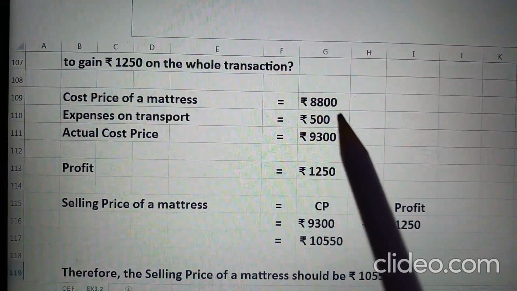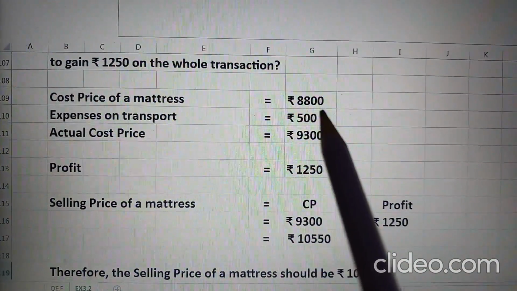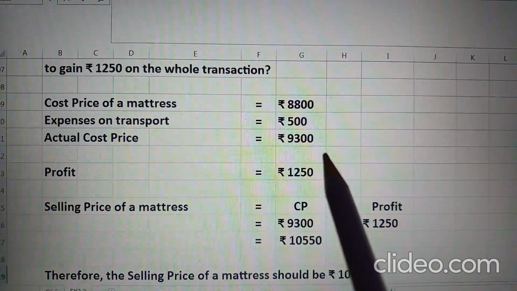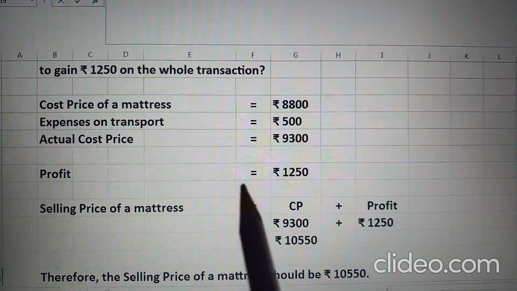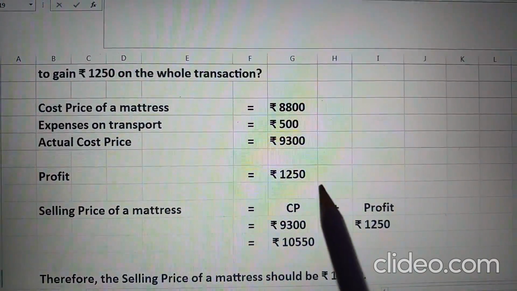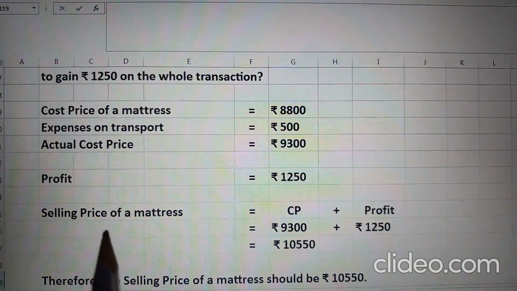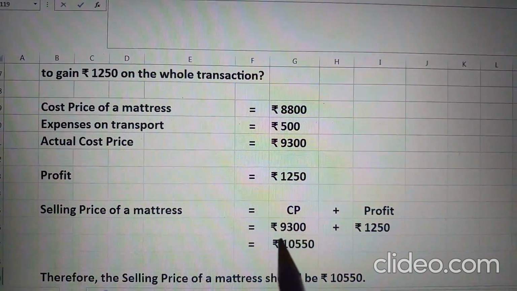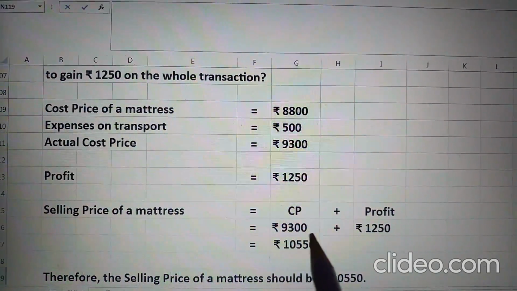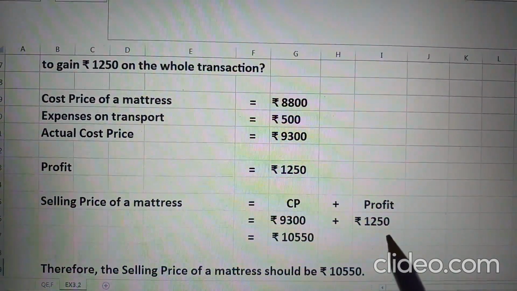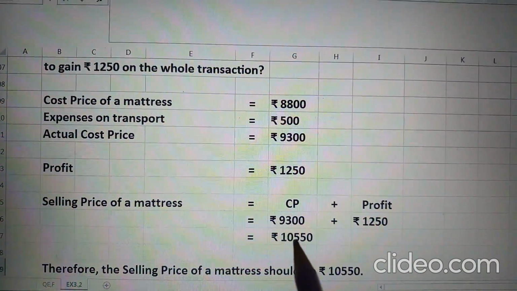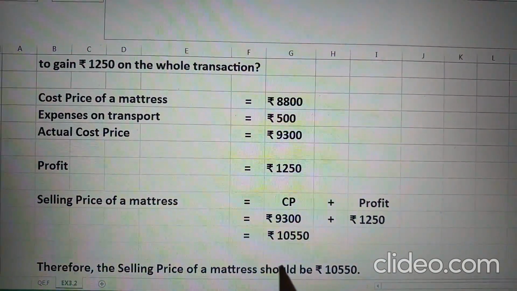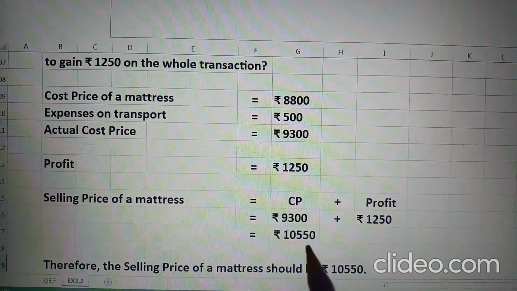What we have done here, we have added transport charges to the cost price. So actual cost price is rupees 9,300 and the profit is rupees 1,250. So what will be the selling price? We will add profit to cost price to get selling price. The cost price is 9,300, profit is 1,250. When we add these two, we get rupees 10,550. Therefore, the selling price of a mattress should be 10,550.